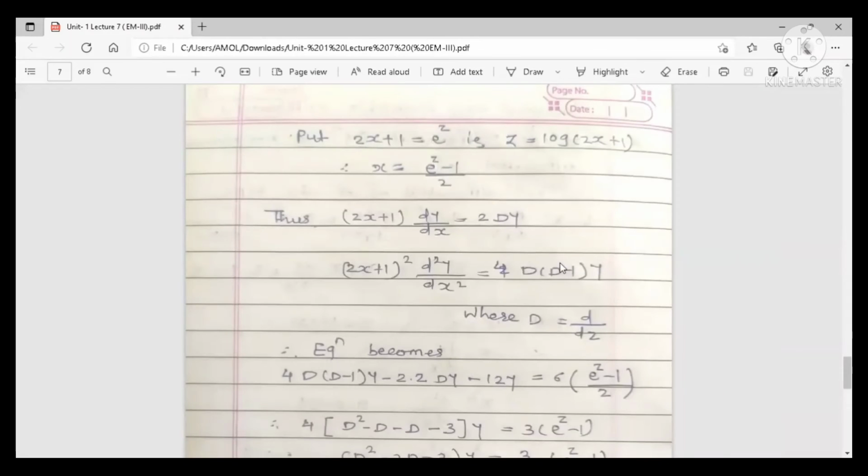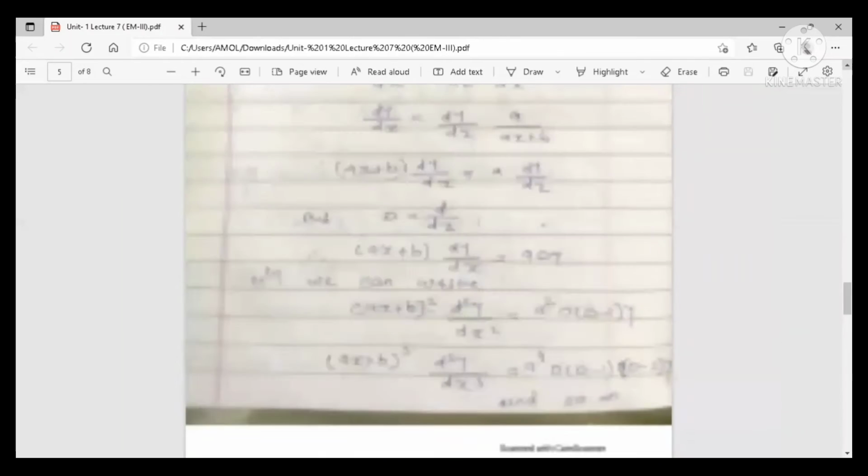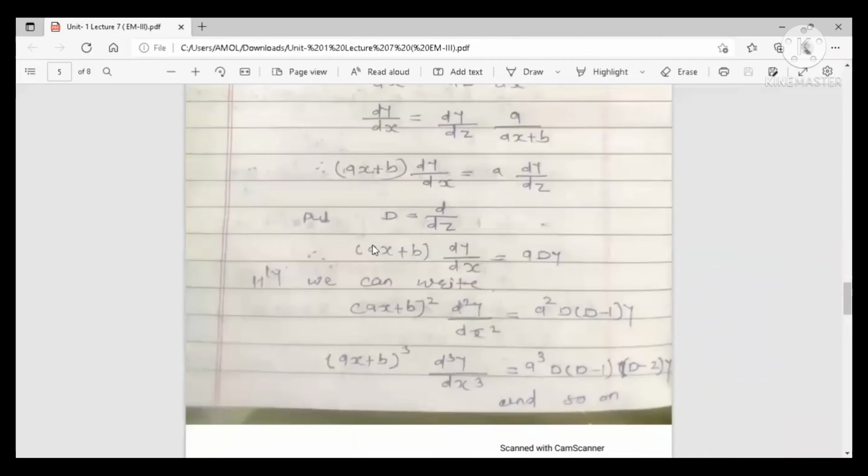So next substitution: (2x plus 1) into dy by dx is 2 into Dy. Because here the substitution is (ax plus b) into dy by dx, this substitution is a into Dy. So in that particular example, the value of a is 2, so we are replacing it by 2 into Dy. Then (ax plus b) whole square d2y by dx square, its replacement is a square into D into (D minus 1) into y. So it will be 2 square D into (D minus 1) into y.